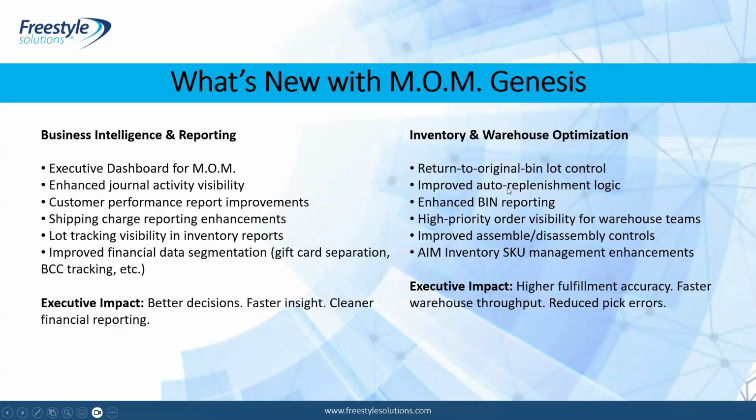On the warehouse side, the themes here are things that we did on the core: return to original bin lot control, improved auto replenishment logic, bin enhancement report has been updated, high priority visibility for the warehouse teams, improved assembly and disassembly controls, AIM inventory SKU management enhancement. So we have a lot of those core functions on the existing features that are there.